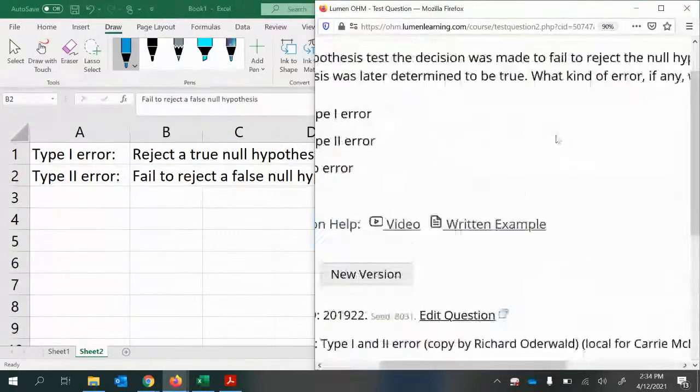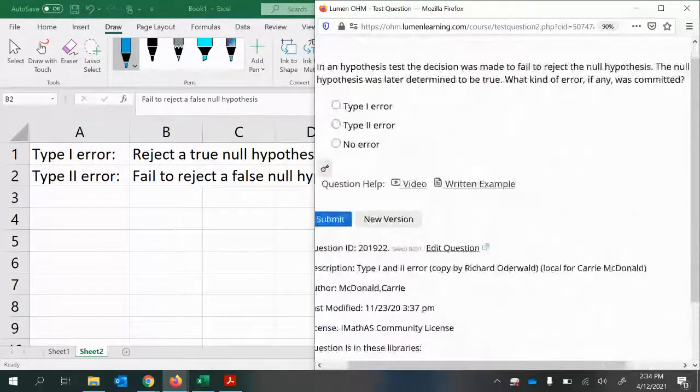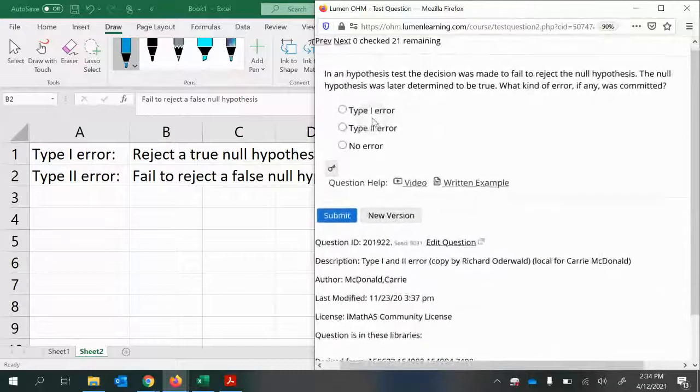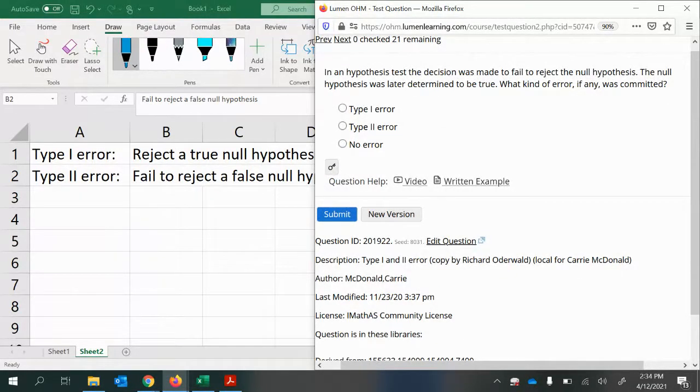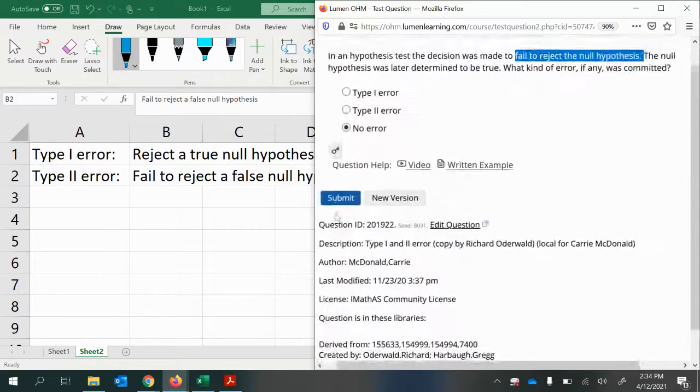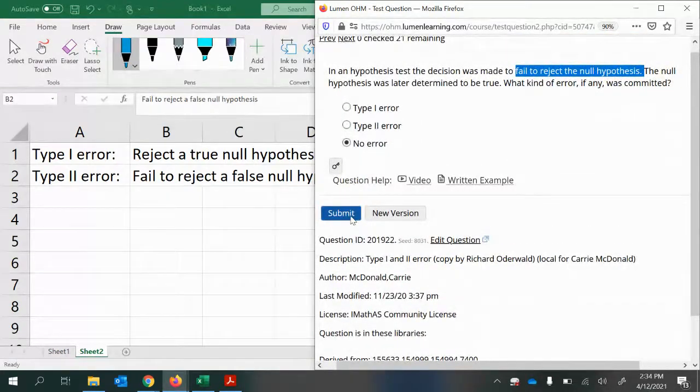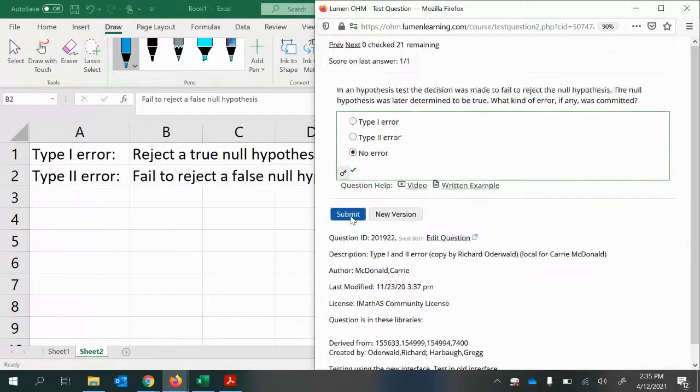Here's another example. So remember, guys, you should try multiple versions of these things if you want to make sure you're getting enough exposure to the concept. I just tried a new version, and it says, in a hypothesis test, the decision was made to fail to reject the null hypothesis, but the null hypothesis was later determined to be true. So this was a true null hypothesis, and the decision was made to fail to reject it, and that would be a correct decision, right? So there would be no error in this case because the null hypothesis was later determined to actually be true. So the right decision was made in that scenario.